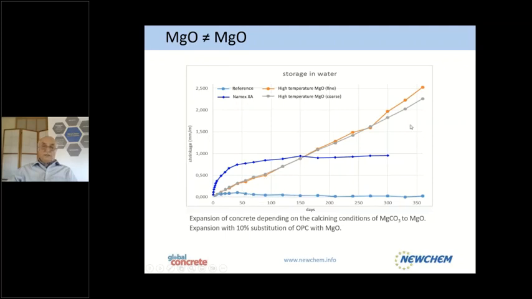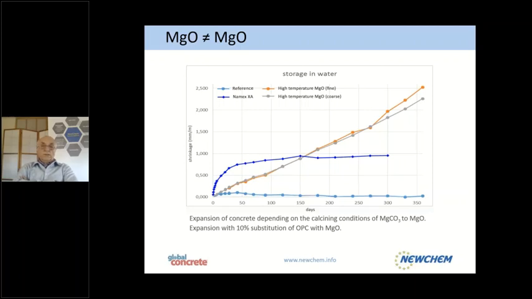You can see here on the straight line, this is a dead burned magnesium oxide. It may be fine or it may be coarse. You see that it starts very slowly. It's a slow reaction, and you can see that after a year, this reaction goes on and on and on. And this is a dangerous type of magnesium oxide.